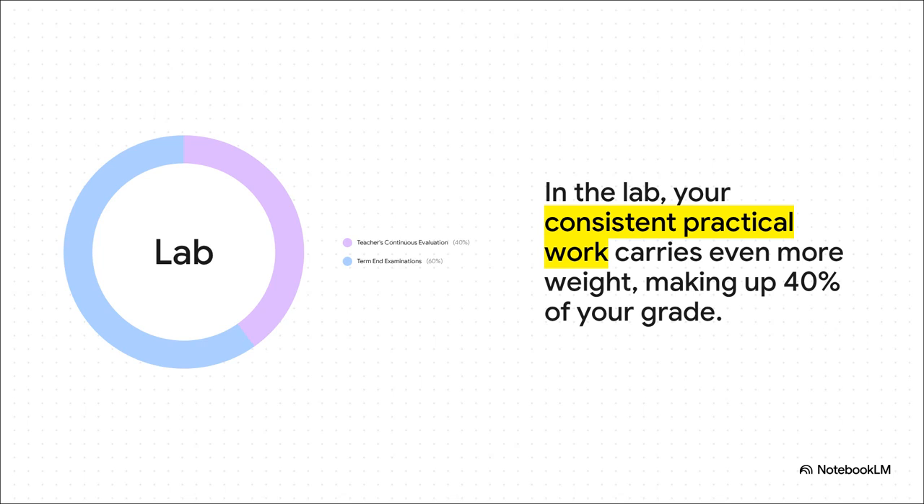Now, for the labs, for the hands-on practical skills, the breakdown's a little different, and it makes a lot of sense. In the labs, your continuous work throughout the semester carries even more weight. It's a full 40% of your grade. This really drives home that building things and proving your skills week after week is absolutely vital. The final practical exam then makes up the other 60%.